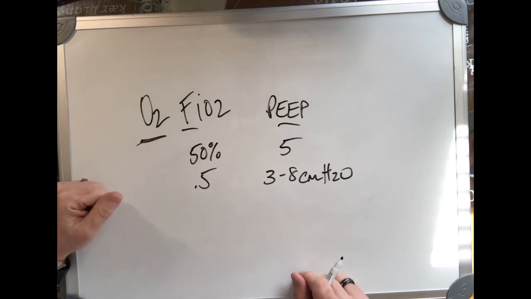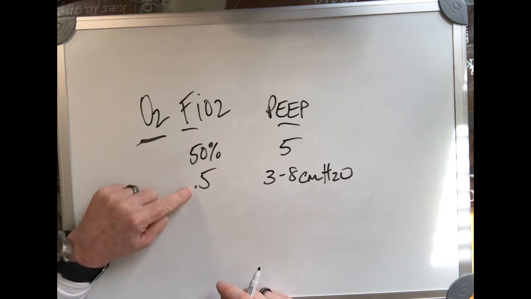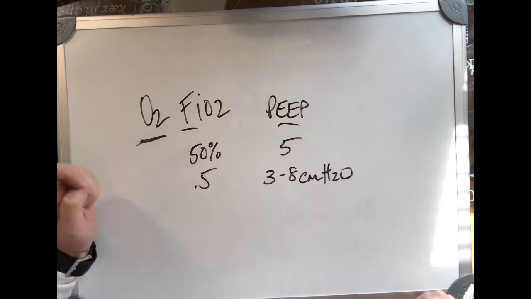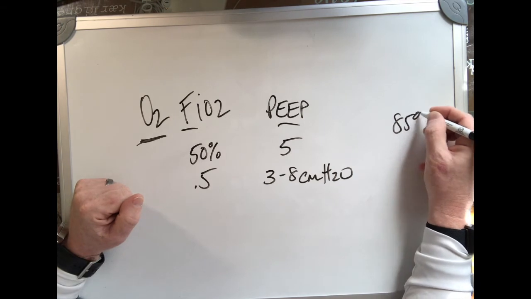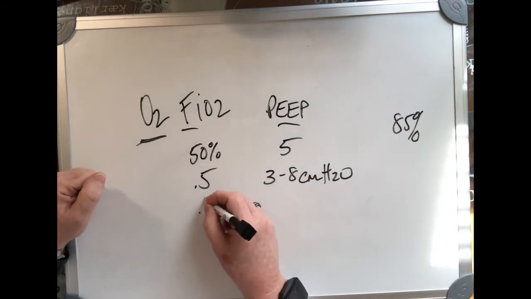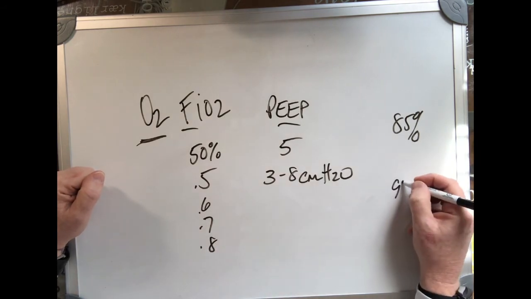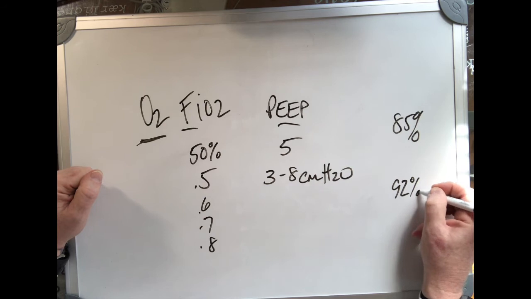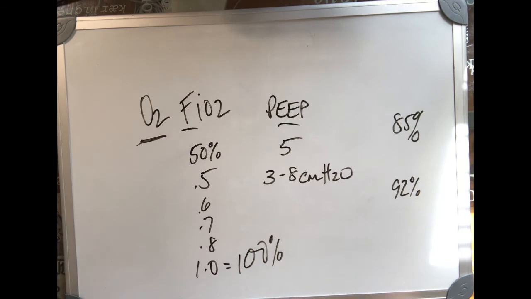So if you were on a vent, and I have you on a setting of 0.5 FiO2, which is 50%, and I have you on a setting of 5 of PEEP, and your SAT comes back at 85%, what's the easiest setting to fix? Well, I can go up to 0.6, 0.7, 0.8, and let's just say that this keeps trending and bottoms out, holding at 92 when I'm on 1.0, which would be what? 100%. Okay, so I'm giving you 100% FiO2.